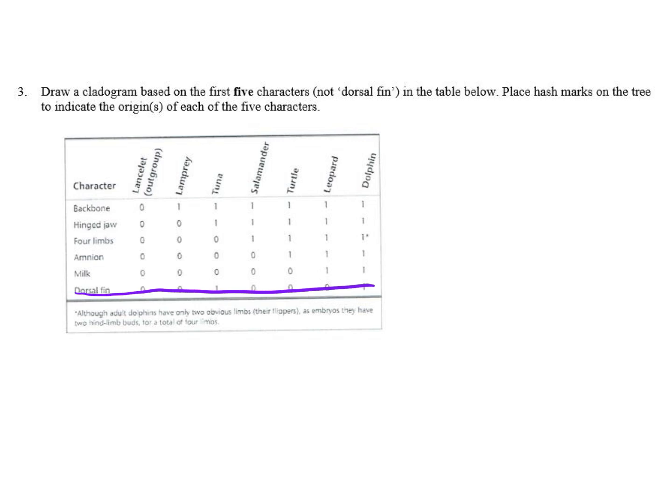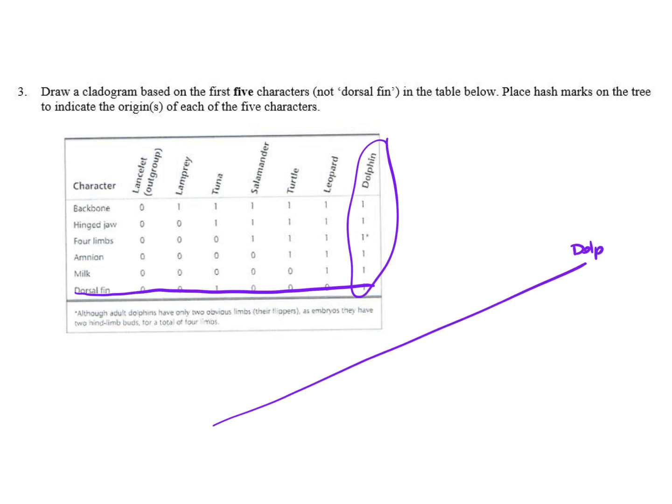So I'm going to draw my cladogram. Remember, it's just a line. What we're looking at is how closely related they are to the one that has everything, which is the dolphin. See how it's all 1s across the board. So I'm going to put a dolphin here because the dolphin has everything. And then from there, I'm going to have 1, 2, 3, 4, 5, 6 lines. It doesn't really matter whether you draw them close together or not.